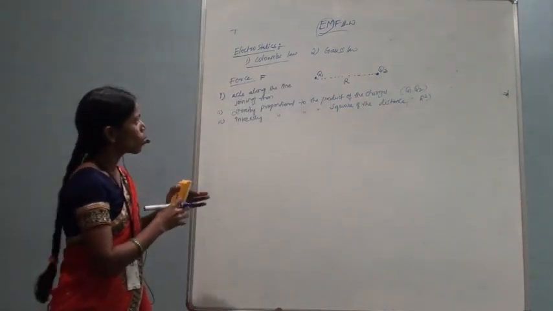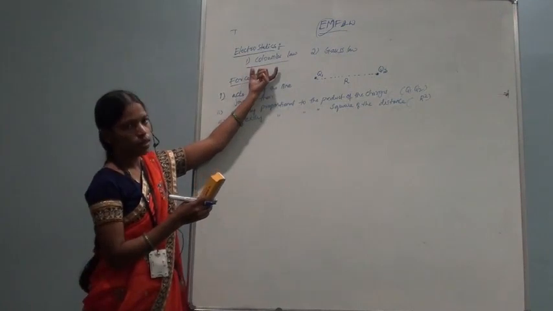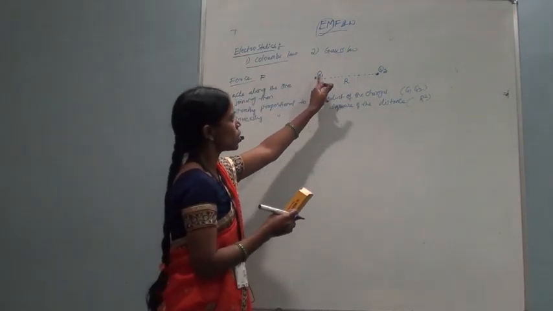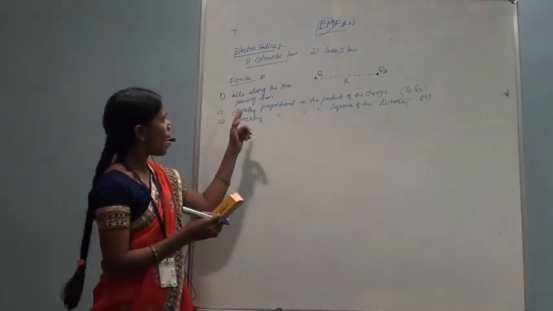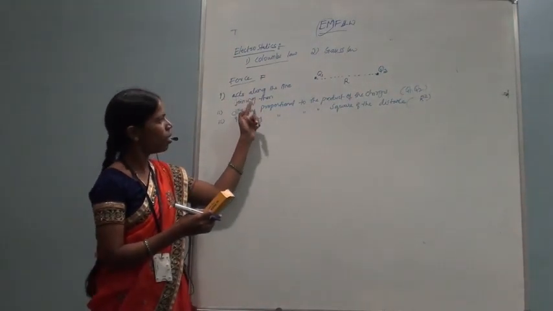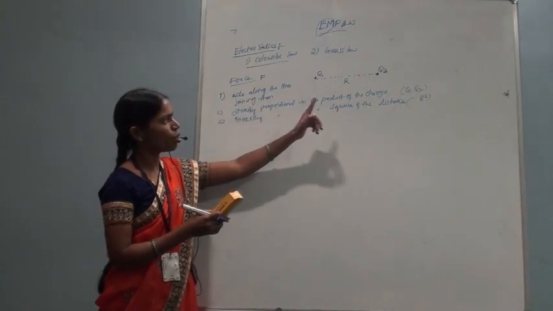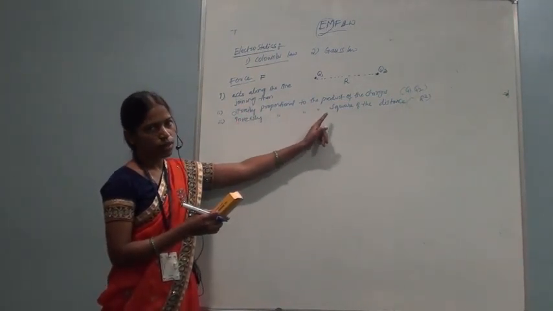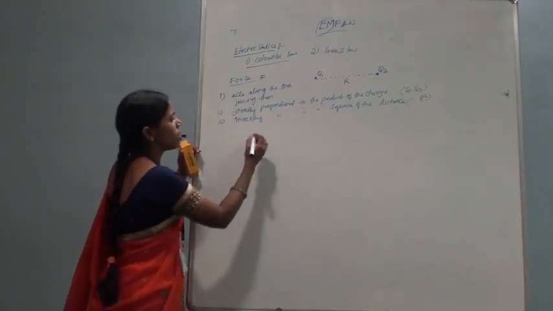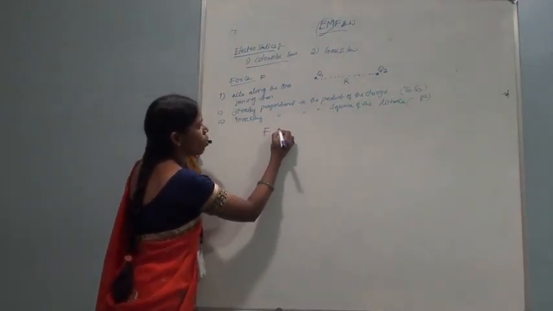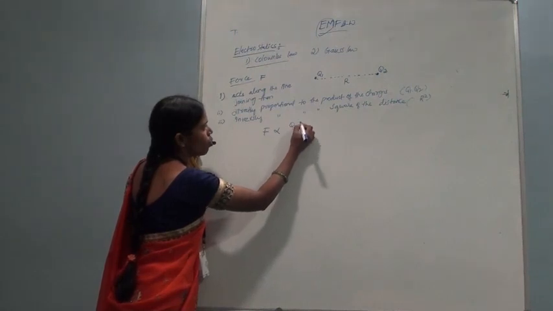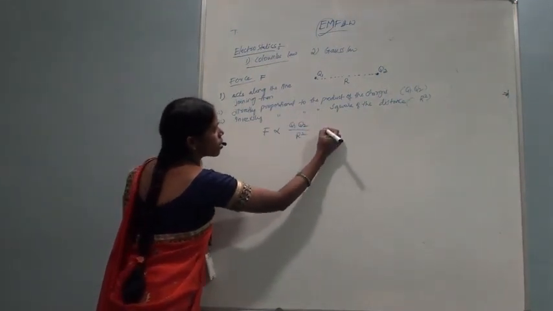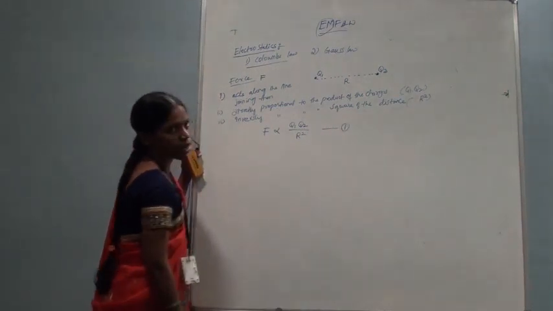Now, I repeat, Coulomb's law states that the force F between these two point charges Q1 and Q2 acts along the line joining them, and the force is directly proportional to the product of the charges and inversely proportional to the square of the distance between them. And it is given by F proportional to Q1 Q2 by R square. Let us call it equation number 1.